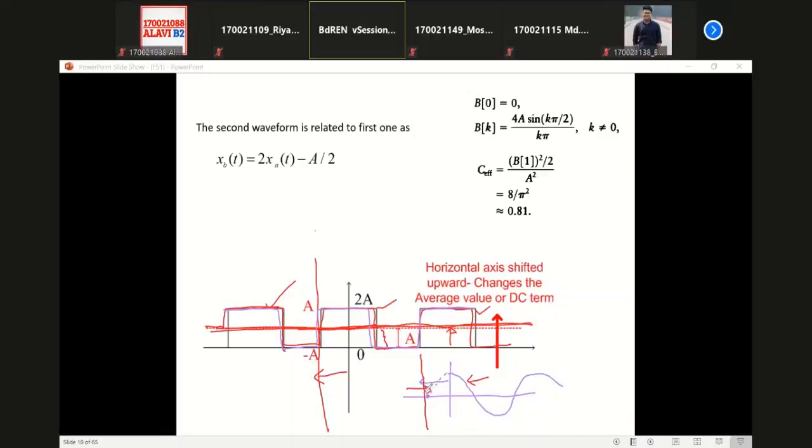Actually, this is the thing. If we shift the vertical axis, it will change the symmetry condition of your signal and eventually create some phase shift in your signal, okay? But if we shift the horizontal axis, that will change the average value of our signal.